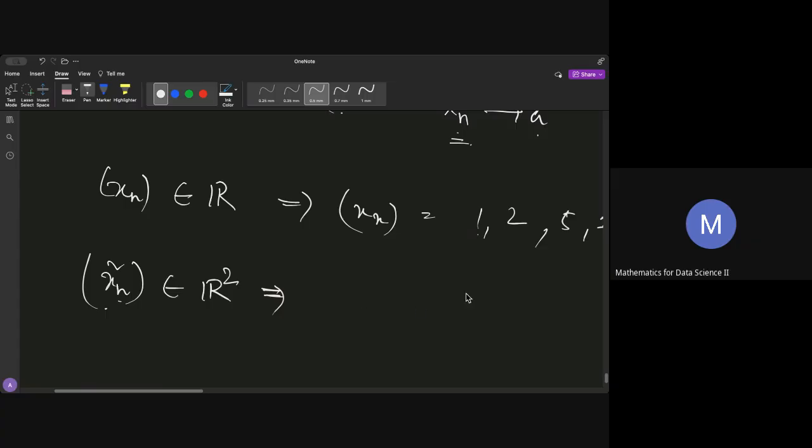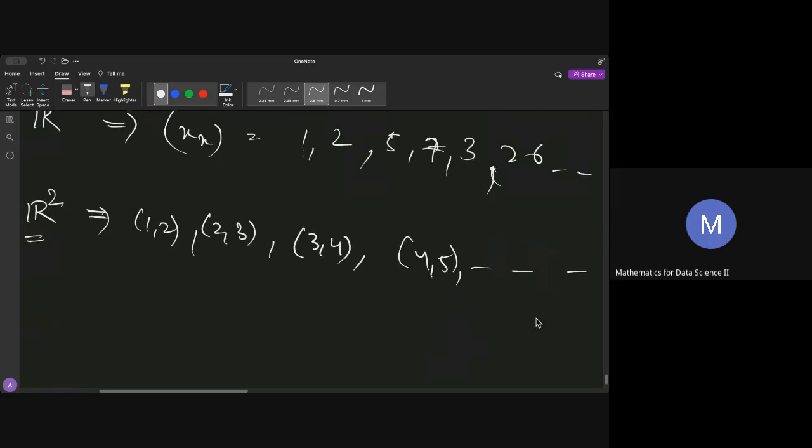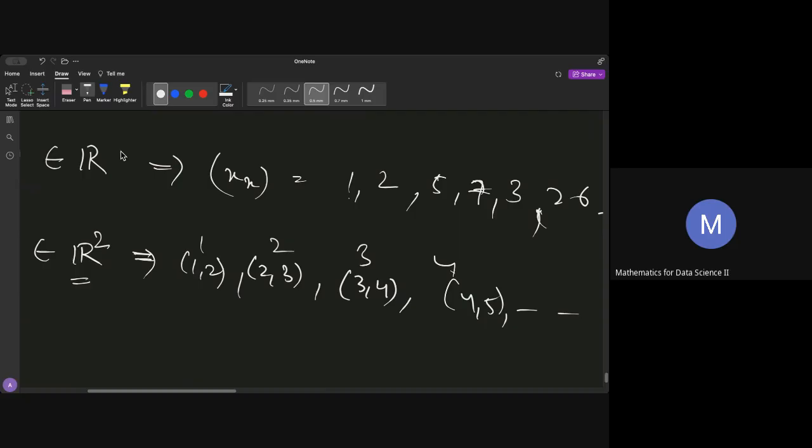A sequence is simply an endless collection of points coming from here. So an endless collection of points coming from R2 is a sequence. If I take (1, 2), (2, 3), (3, 4), (4, 5), and so on, this is a sequence. It's an endless collection, and you can number them 1, 2, 3, 4. So a sequence in R2 is an endless collection of elements coming from R2.